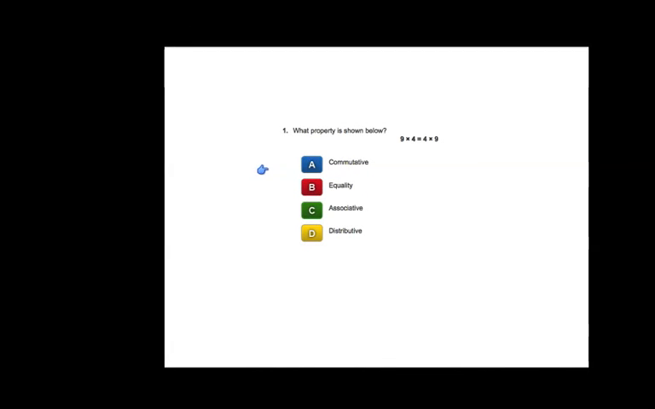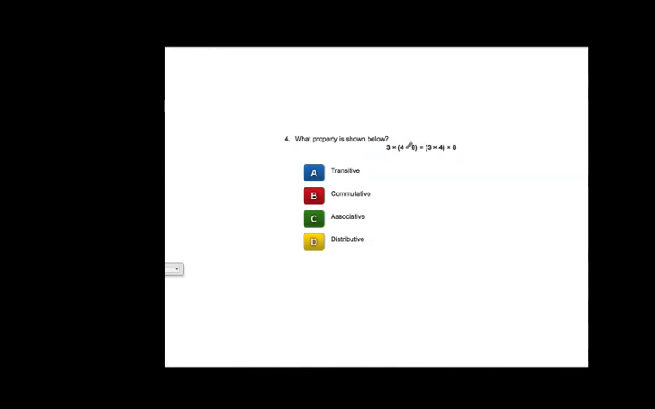Which property is shown below? This would be the commutative property. All we did is we rearranged them, but we didn't change any groupings there. Which property is shown below? This again is the associative property. The 4 and the 8 associate here. The 3 and the 4 associate here.